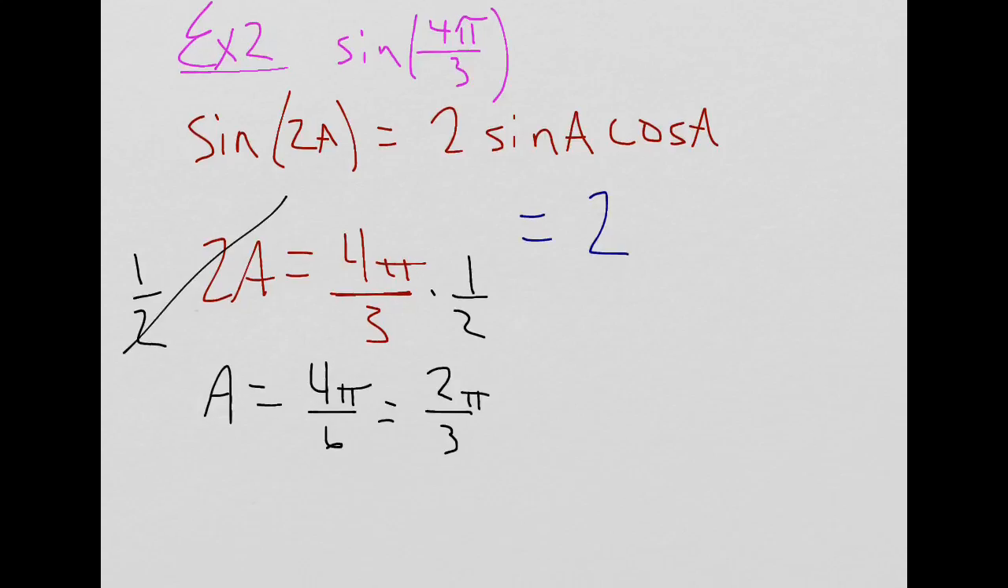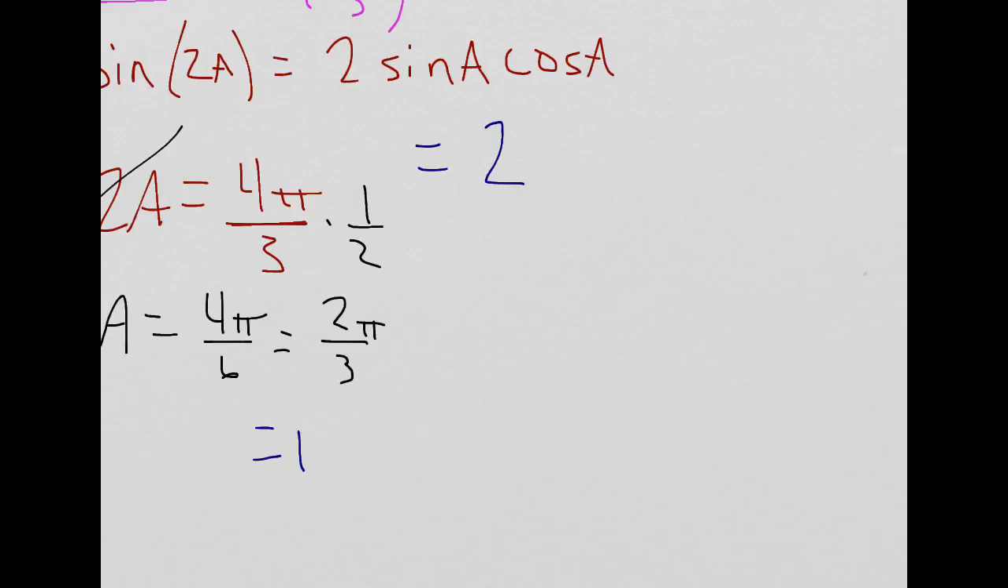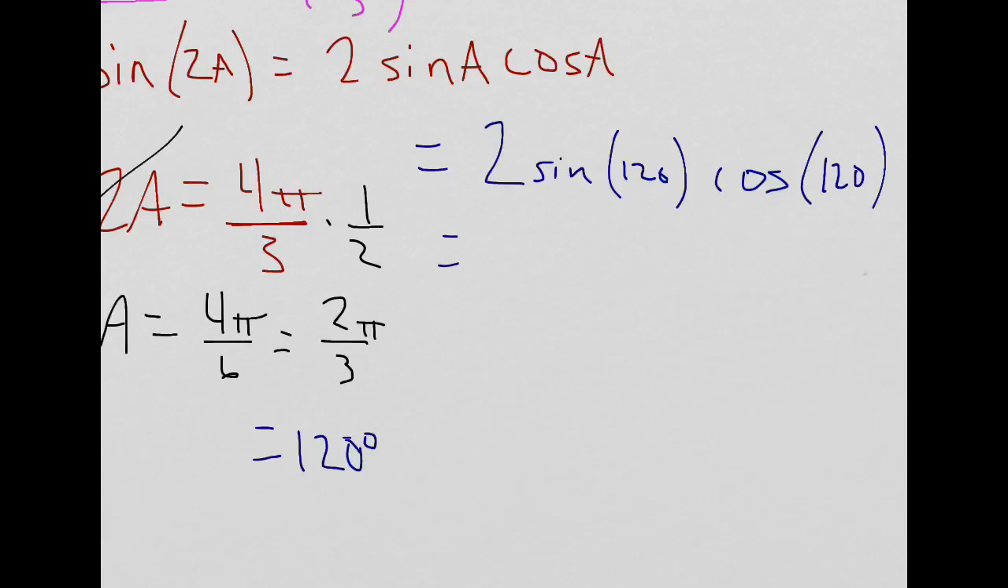Now that we know what a is, it's 2 pi over 3 or 120. It doesn't matter which one we use. So we got the sine of 120 and the cosine of 120. What is the sine of 120? It's the y value at 120 for the sine, the x value at 120 for the cosine.